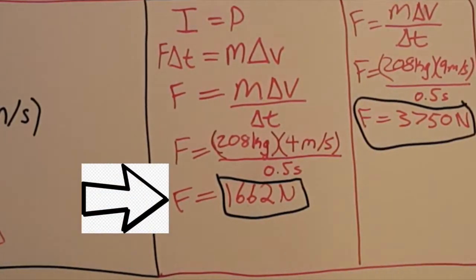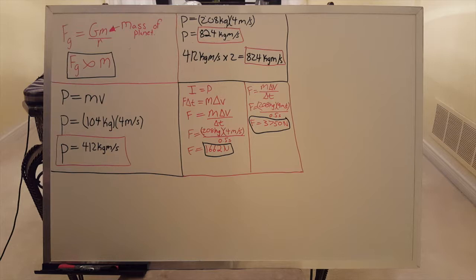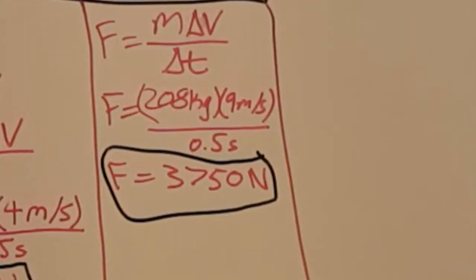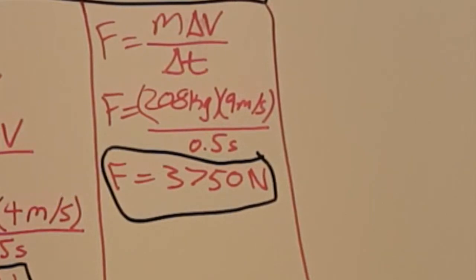1,662 newtons of force would be produced in that hit. This is extremely jarring for someone just traveling at 4 meters per second. However, hockey players on the low end are able to travel at 9 meters per second. That would raise the force from 1,662 newtons to 3,750 newtons.